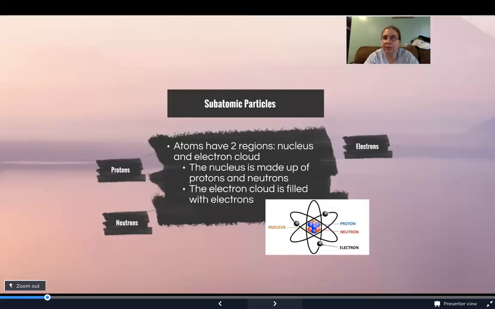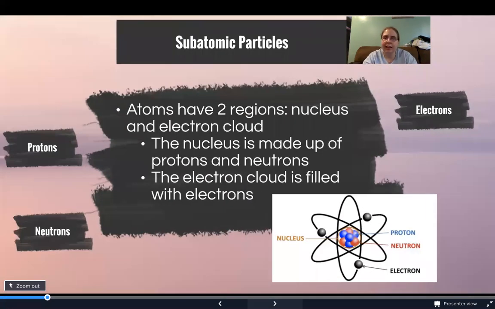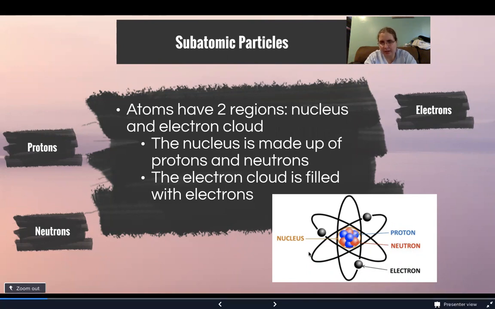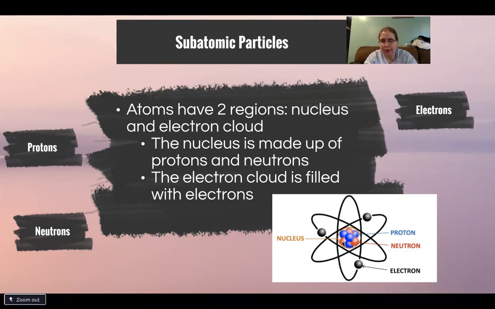So now let's talk about the subatomic particles. As we said, atoms are made up of smaller particles. There are three main ones: the electrons, protons, and neutrons. A lot of times we show pictures like this at the bottom, where you have the center portion and then the rings around it. Now this is not an accurate depiction, but it is a visual way to help people start to understand what's going on.